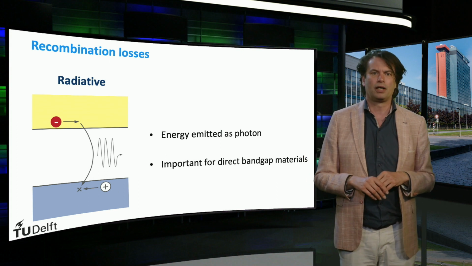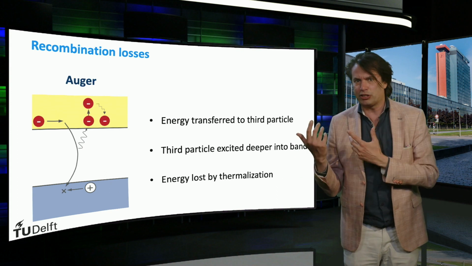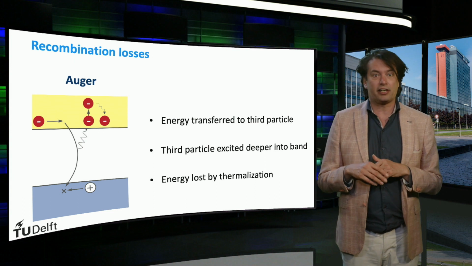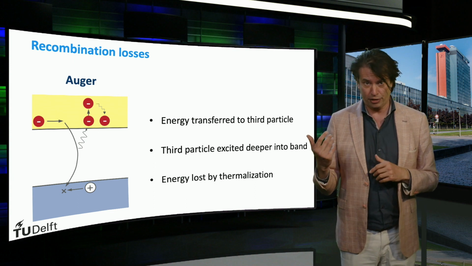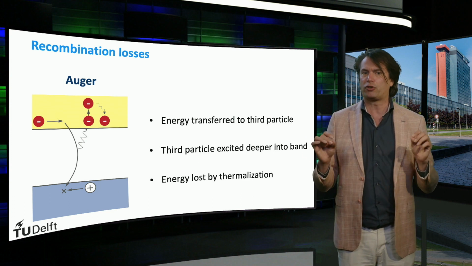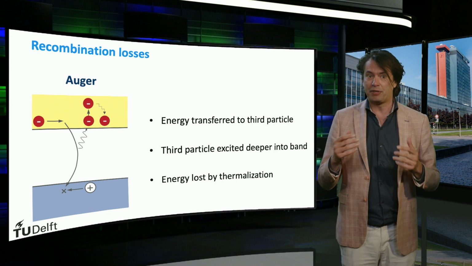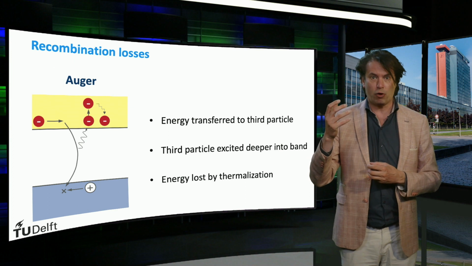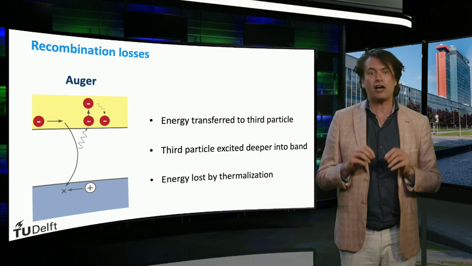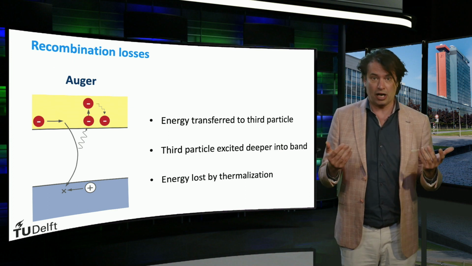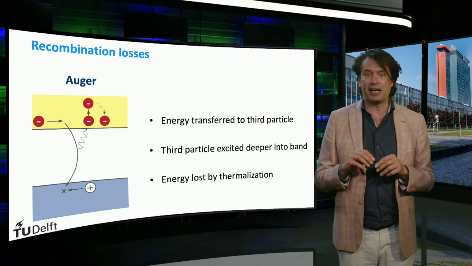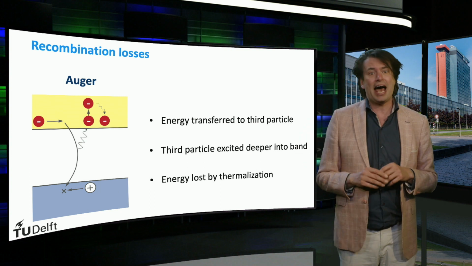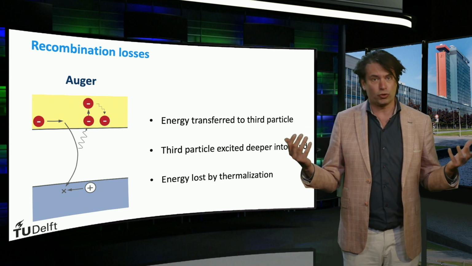silicon. The next process to which excited charge carriers can recombine is Auger recombination. Auger recombination is a 3-particle process. The momentum and energy of the recombining hole and electron are transferred to another electron or hole. This third particle is excited deeper into the respective band and relaxes again by a process called thermalization.